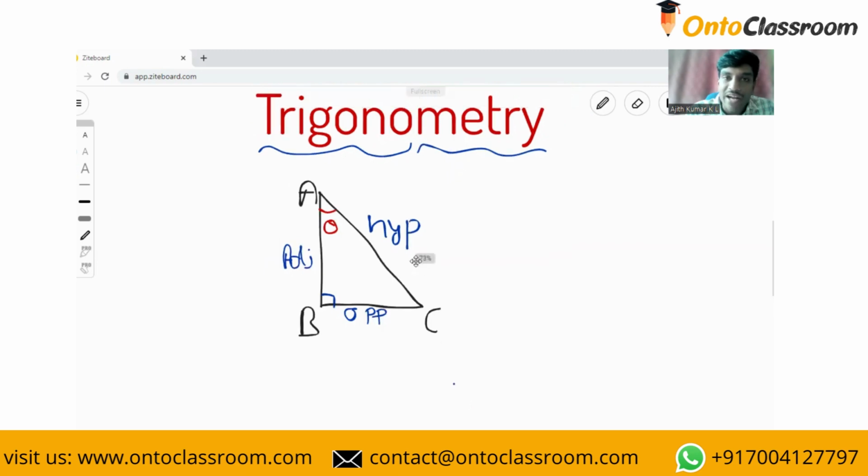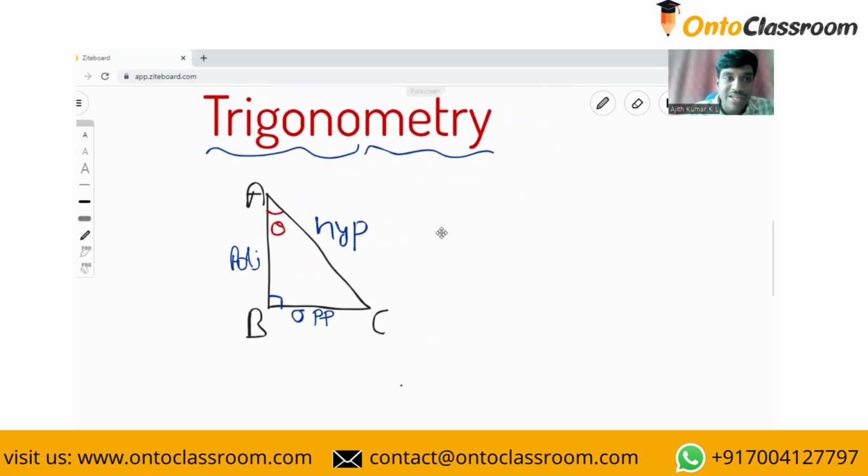So in a right angle triangle in trigonometry, there will be three sides and we name them opposite, adjacent and hypotenuse. Hypotenuse is the side that is opposite to the 90 degree angle, and the side which is opposite to the angle that we have chosen is called the opposite side, and the remaining is the adjacent side.